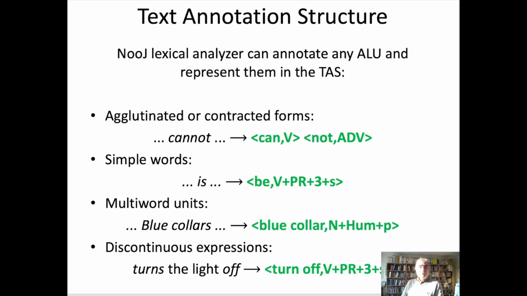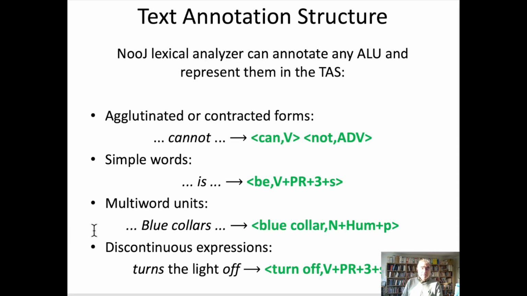For example, if there is an agglutinated or contracted form such as cannot, NooJ will represent this word form with a sequence of two annotations. So it will annotate can as a verb followed by not as an adverb. When NooJ recognizes a simple word, it will annotate it as a simple annotation. So is will be annotated as be, verb, present, third person singular.